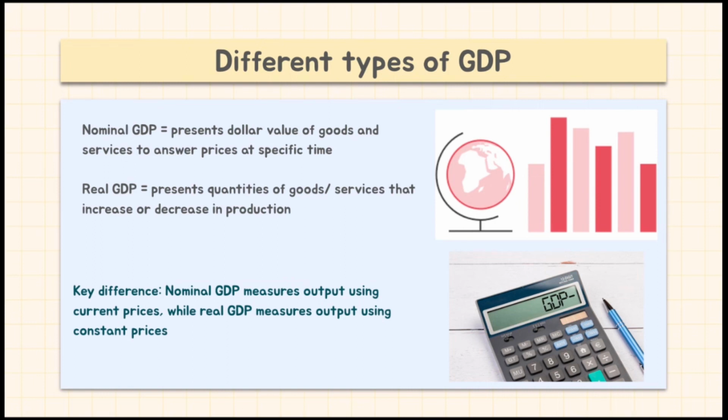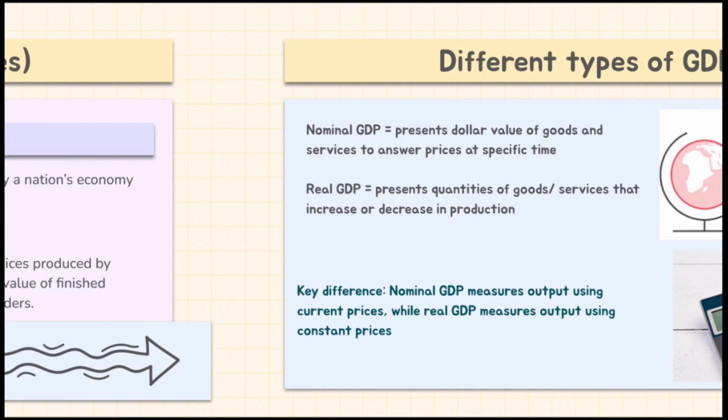So the main difference is that nominal GDP answers the question, what is the value of goods and services produced in a specific time, whereas real GDP answers the question, what is the level of increase or decrease in production by quantity if the prices did not change. So nominal GDP is output using current prices, whereas real GDP measures output using constant prices.